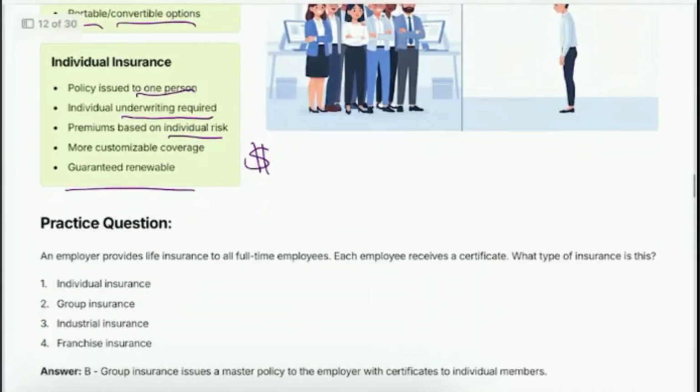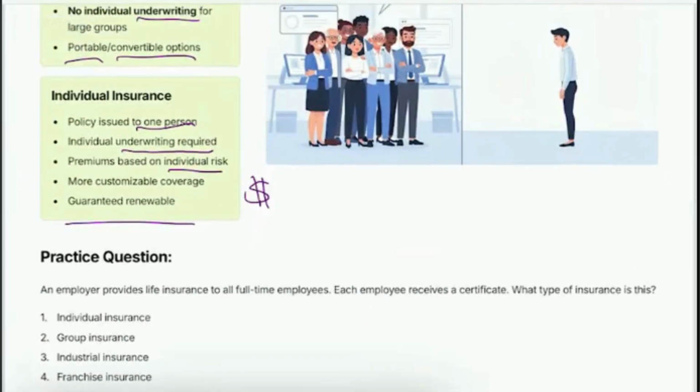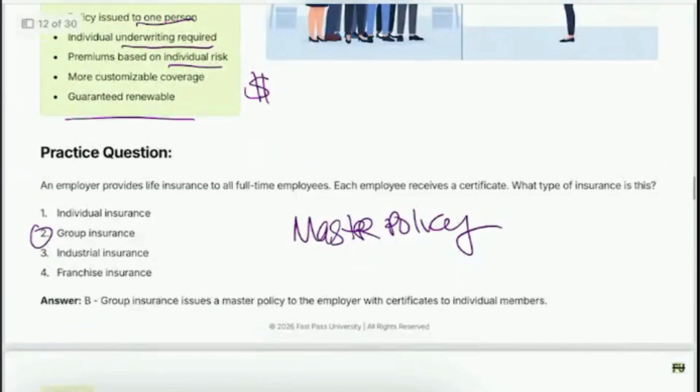Practice question. An employer provides life insurance to all full-time employees. Each member receives a certificate. What type of insurance is this? It is group insurance. All right. Better question. An employer provides life insurance to all full-time employees. Each employee receives a certificate. What does the employer receive? Master policy. All right. Answer B, group insurance issues a master policy to the employer with the certificates to the individual members.